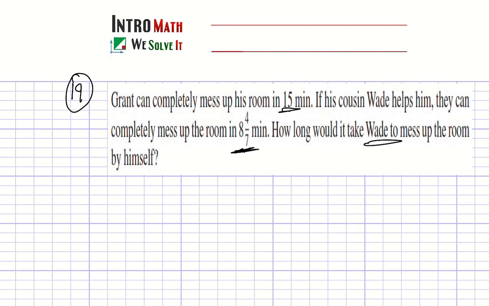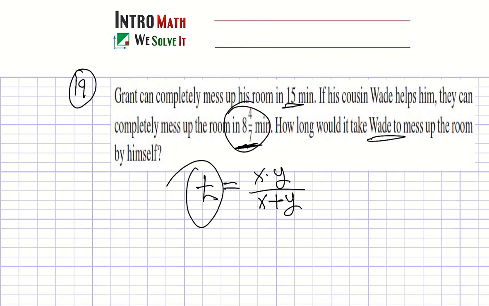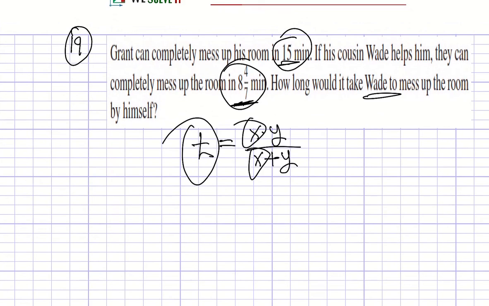So let's see. The time it would take them both to do the job is t. You write t equals x, the time it would take one person, times y, the time it would take the other person, over x plus y, okay? But we're given t here, and we're given x. You see? We're given x, so we're looking for y. So the best strategy, put what is given in there.